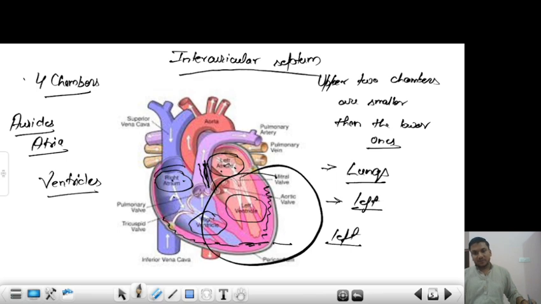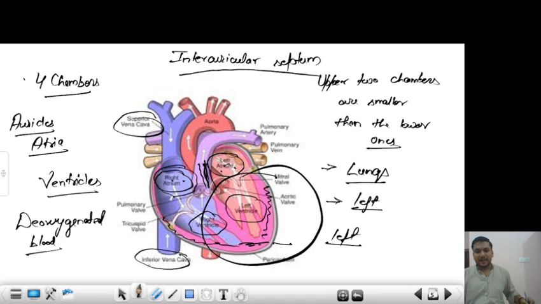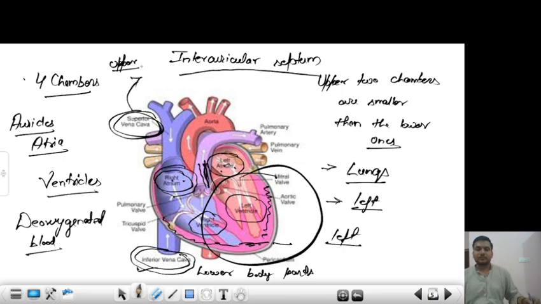So, the major function of right atrium is to receive the deoxygenated blood from the body through the vena cava, that is superior vena cava and inferior vena cava. Inferior vena cava receives the blood from the lower body parts, and the function of superior vena cava is to receive the blood from upper body parts. These two pour the deoxygenated blood into the right atrium.